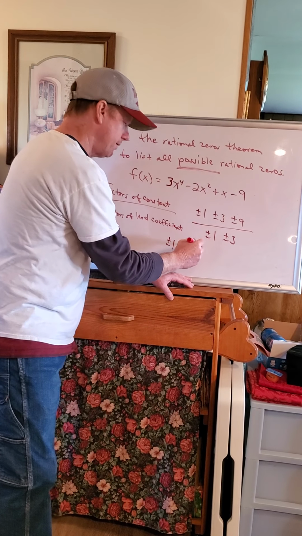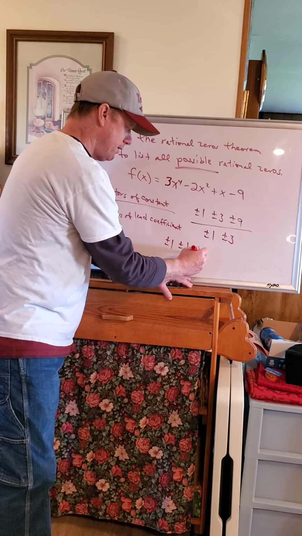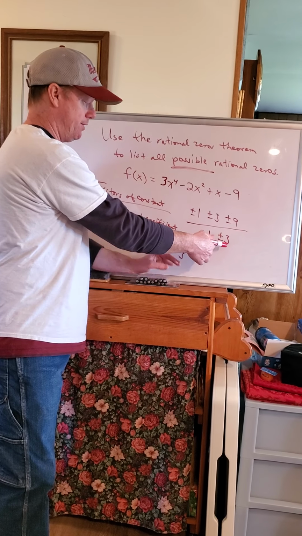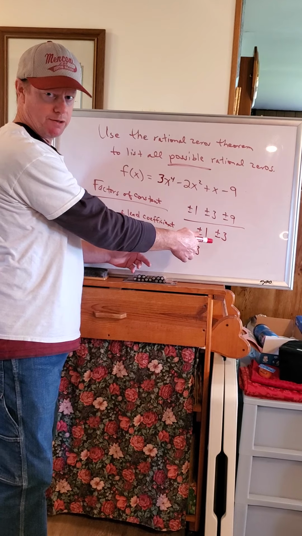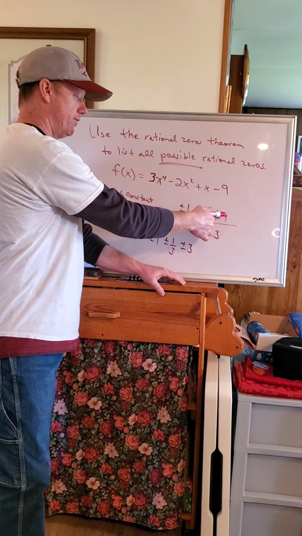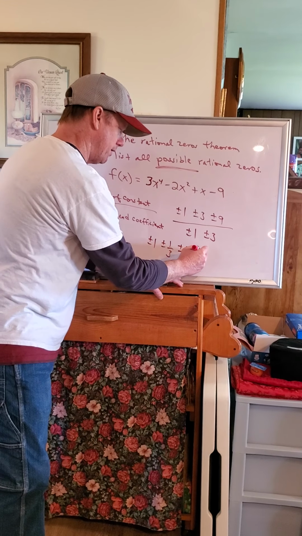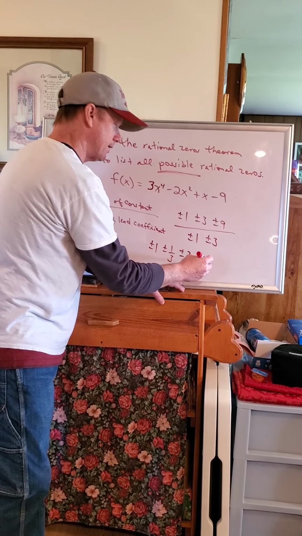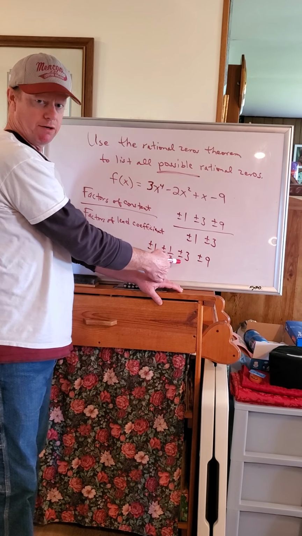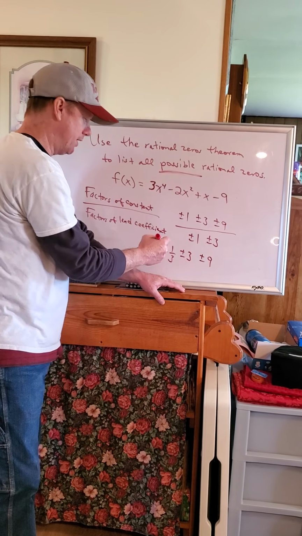3 over 1 is 3. 3 over 3 reduces to 1. We've already listed 1. We don't need to list it again. So I'm done with that number. Move over to the 9. 9 over 1 is 9. 9 over 3 is 3. We've already listed it. We do not need to put it again.